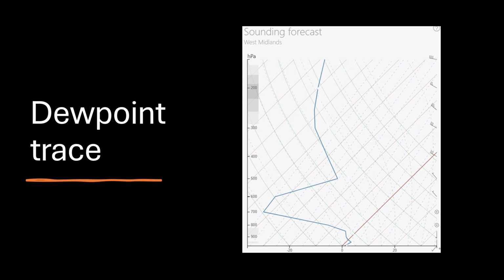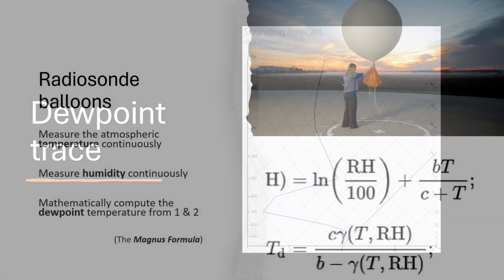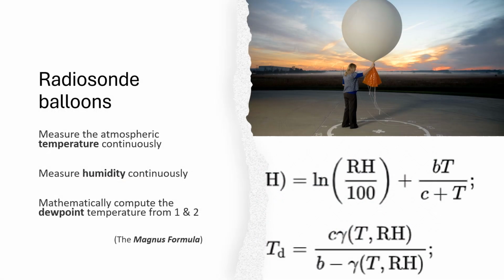The dew point temperature is displayed as the blue line to the left of the environmental temperature line. Dew point can never be greater than the environmental temperature, but the two can be equal and overlap. Dew point is a function of humidity. The radiosonde balloon uses a hygrometer to record humidity as it travels up through the troposphere. Dew point temperature is then calculated using a complicated mathematical formula, and then the temperature is plotted on our soundings trace.